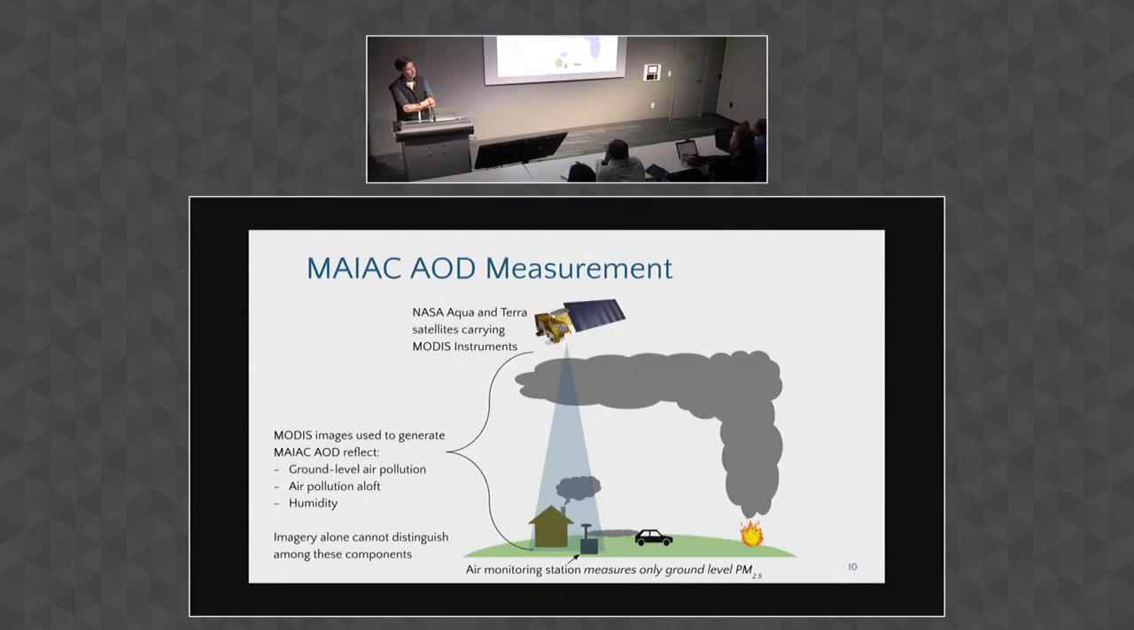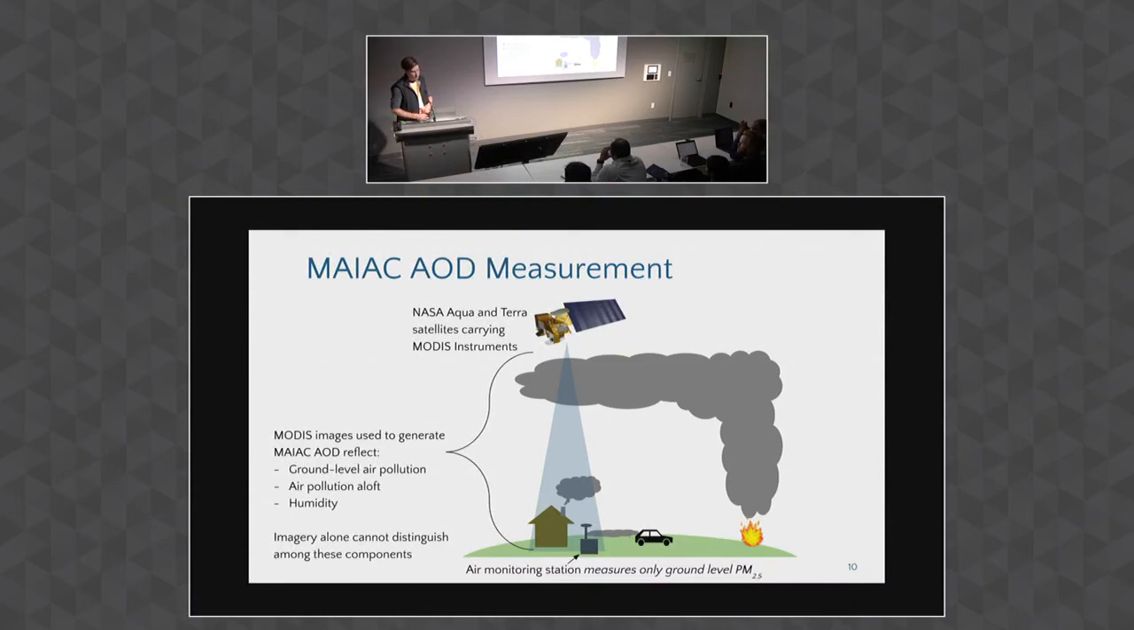So a little bit about the theory of what we're doing here. You can imagine a satellite up in space looking down at the surface of the Earth. And what it's seeing is the total aerosols, the smoke close to the ground, smoke that may be aloft from wildfires. It's seeing all of that and creating a single measurement of what's in the atmosphere between the surface of the Earth and the satellite.